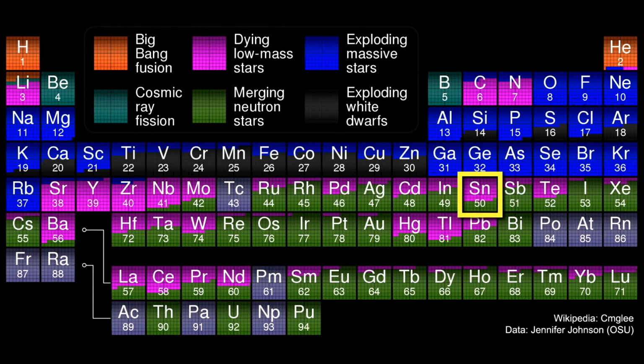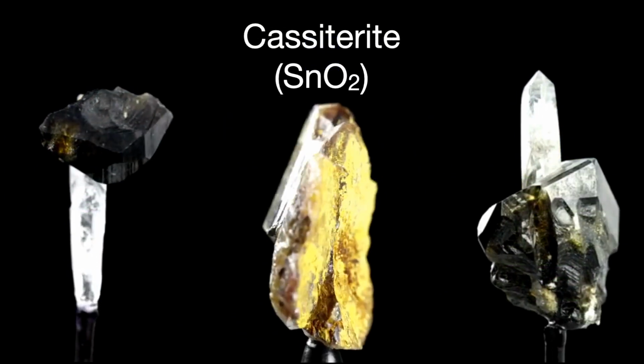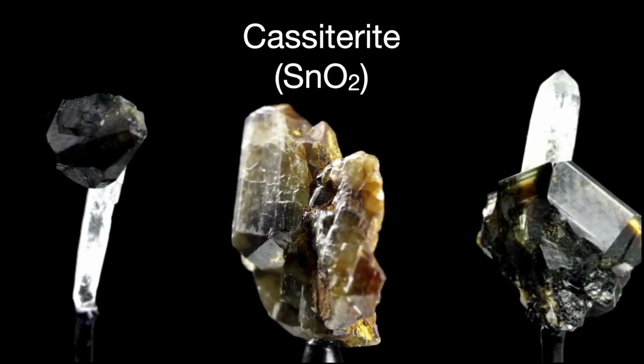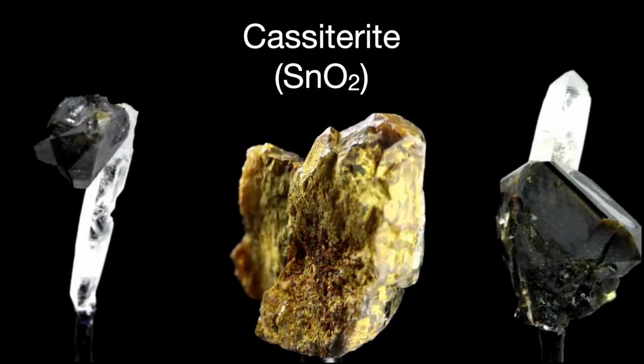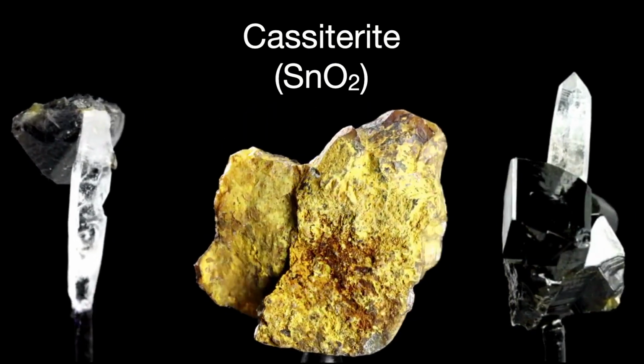The universe produces most of the tin, 69% of it, in dying low-mass stars, with smaller amounts, about 31%, produced in merging neutron stars. Pretty exotic factory floor, I'd say. On Earth, tin is obtained chiefly from the mineral cassiterite, which contains stannic oxide, SnO2. Cassiterite is the only commercially important source of tin.